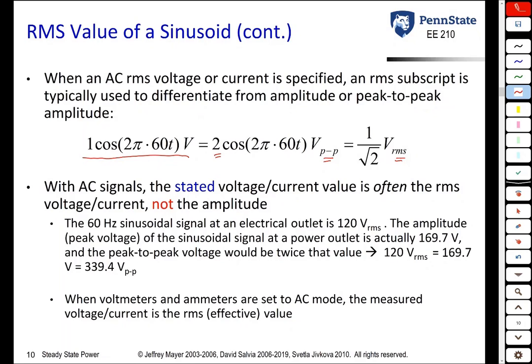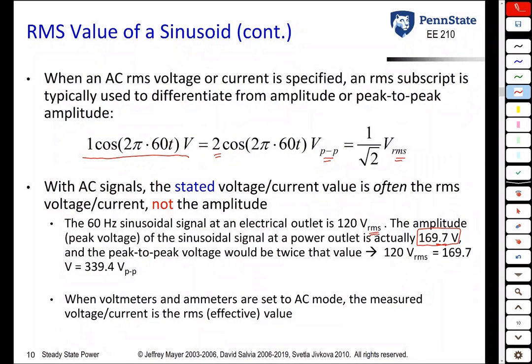And once again, with AC signals, a stated voltage or current is often going to be the RMS voltage. For example, your power outlet. You know that the power outlet is 60 hertz, and you probably also know that it's 120 volts. But what does that mean? If you take an oscilloscope and connect it up to the power outlet and measure a sinusoid, are you going to get a sinusoid with an amplitude of 120 volts? No. You're actually going to get a sinusoid of amplitude 169.7 volts because 120 volts is an RMS value.